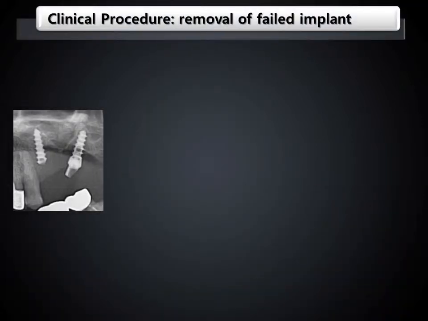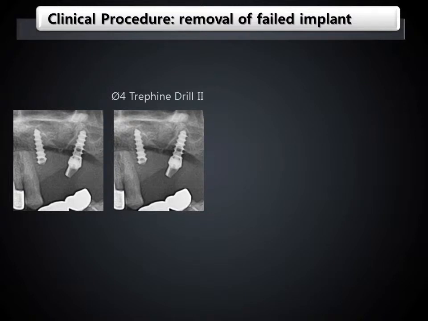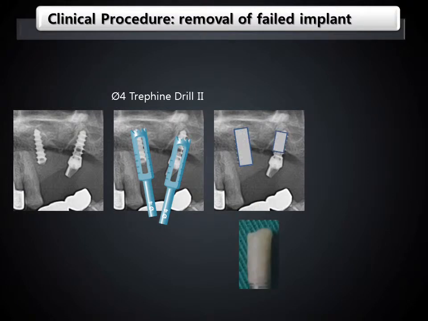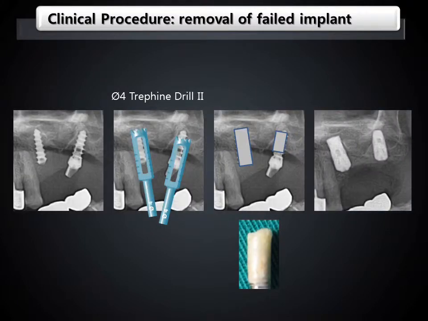For removal of failed implants, a diameter 4 trephine drill was used. The failed implant in the first molar was removed with bone of the sinus floor. In the removed site of the first molar, a wider 6 mm diameter implant than the outer 5 mm diameter of the trephine was placed. In the removed site of the second molar, a longer 10 mm length implant than the 8 mm depth of the trephine was placed in the sinus floor.